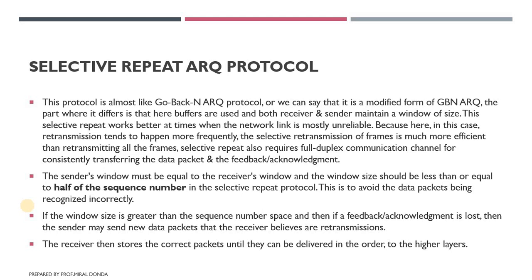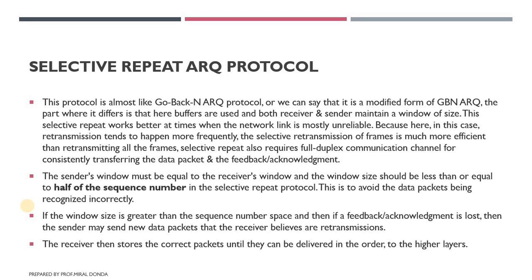Suppose the channels are not reliable. In that situation, multiple data packets may be lost. If we are using the go back N ARQ protocol, then we need a large bandwidth, because if one data packet is lost, all the data packets from that point are retransmitted. So in that type of situation, the selective repeat protocol is used. Selective repeat means only selected packets are retransmitted. That is why it is called the selective repeat ARQ protocol.